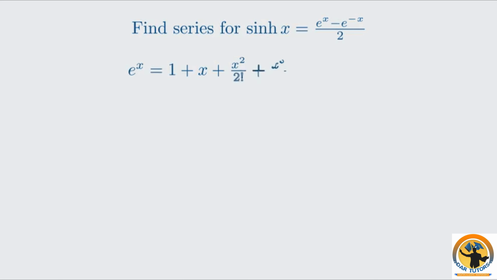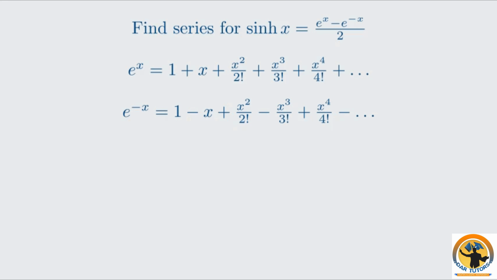Find the Maclaurin series for the hyperbolic sine function, sinh x. The hyperbolic sine function is defined as e to the x minus e to the negative x, all divided by 2. We already know the series for e to the x. To find the series for e to the negative x, we substitute negative x for x in the e to the x series. This makes the signs alternate.